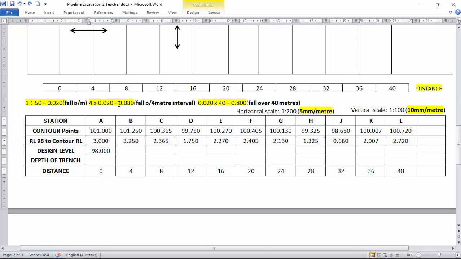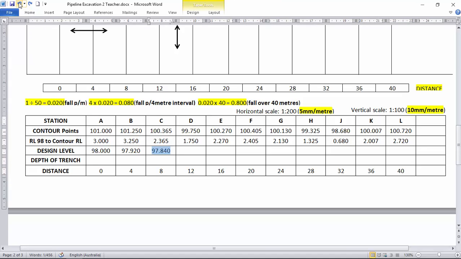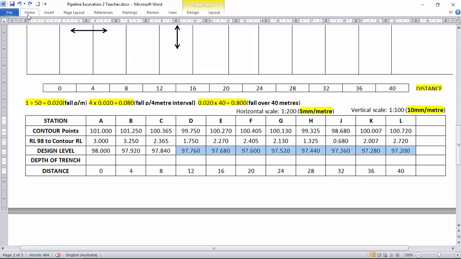Over our 4 metre contour intervals, we have a fall of 80 millimetres, so we take 80 millimetres away from our initial design level, which is our invert height, and that gives us 97.92. Then we take 80 millimetres away from our 97.92, gives us 97.84, and then we just continue that process of taking 80 millimetres off each of those numbers. And there we have it.